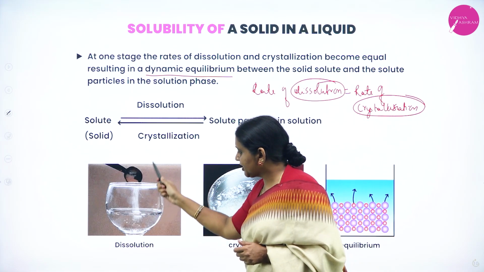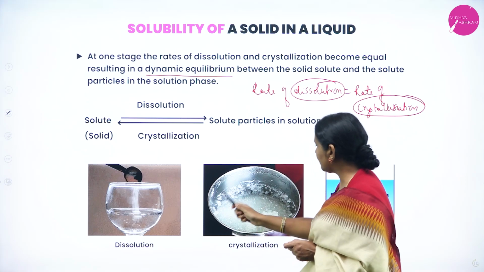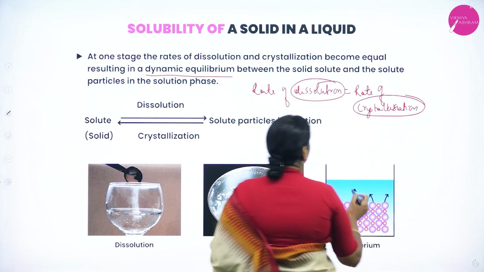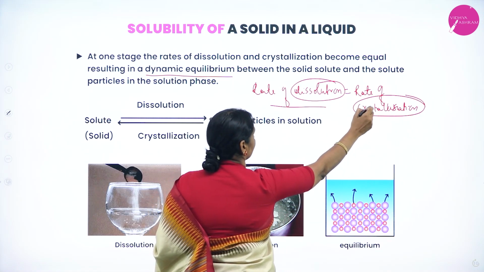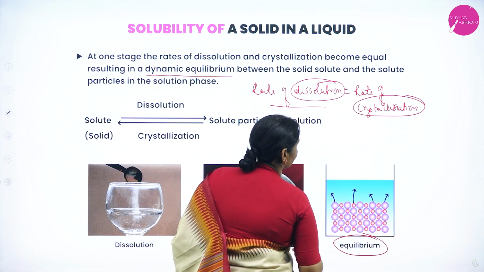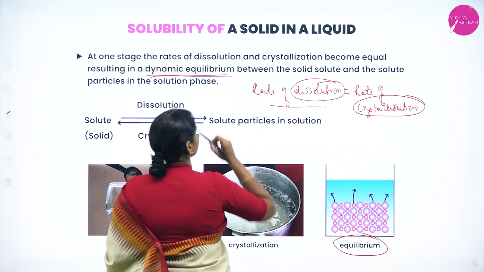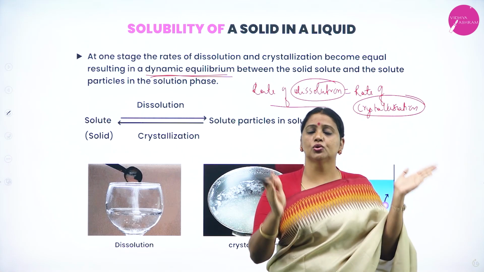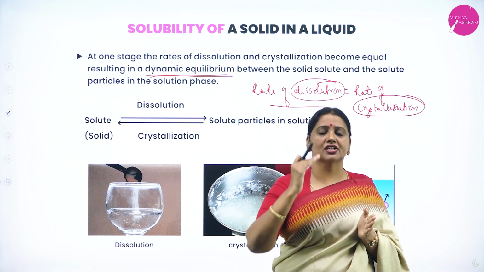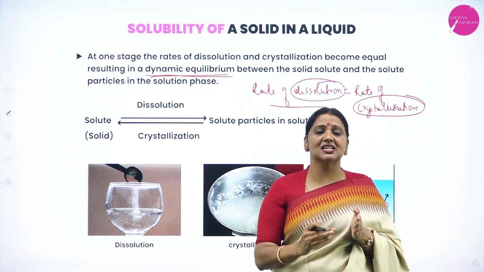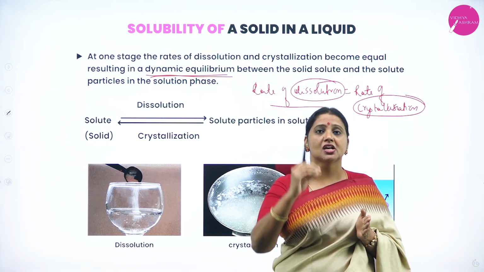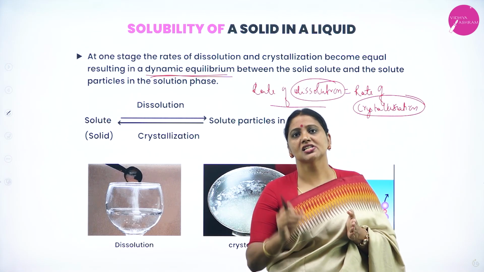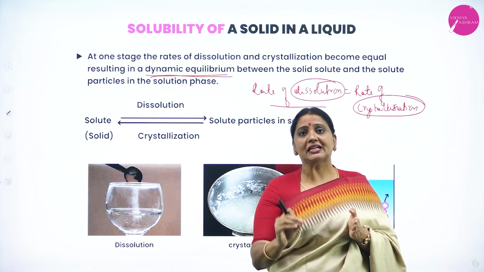Observe here, when I add sugar to water, it gets dissolved. Backward crystallization takes place. If the rate of dissolution is equal to the rate of crystallization, there is an attainment of equilibrium. That equilibrium is called dynamic equilibrium. Always, when solute is dissolved in solvent, the forward reaction is dissolution, after which crystallization takes place. At one stage, the rate of dissolution is equal to the rate of crystallization. That stage is called dynamic equilibrium.